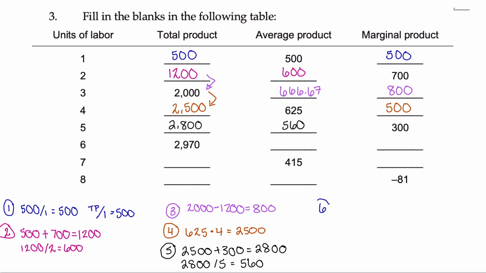So for our 6th unit of labor, we know that our total output is 2,970. So from here to here, we have that our output increased 170. So 2,970 minus 2,800 gave us our 170. And then we're going to divide that by 6, and we're going to get 495.